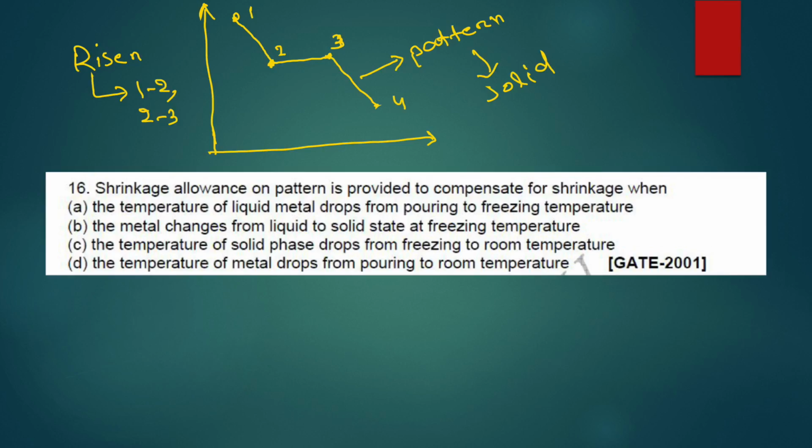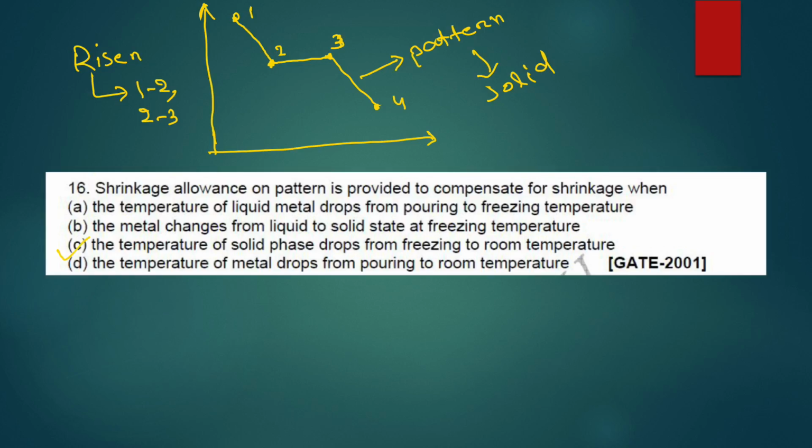The metal changes from liquid to solid state at freezing temperature. This is 2 to 3. For 2 to 3 also we are using riser. Then the temperature of solid phase drops from freezing temperature to room temperature. Freezing temperature is point 3, then room temperature is point 4. There we are using pattern. So this is the correct answer. C is the correct answer.